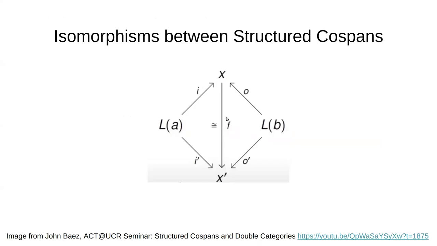these two are considered isomorphic if there's a function f such that these two commute. This one is the same as this, and this one is the same as that. And you might say, well, that's kind of funky. What does that really mean? Well, look, it's not that bad if you think about it.